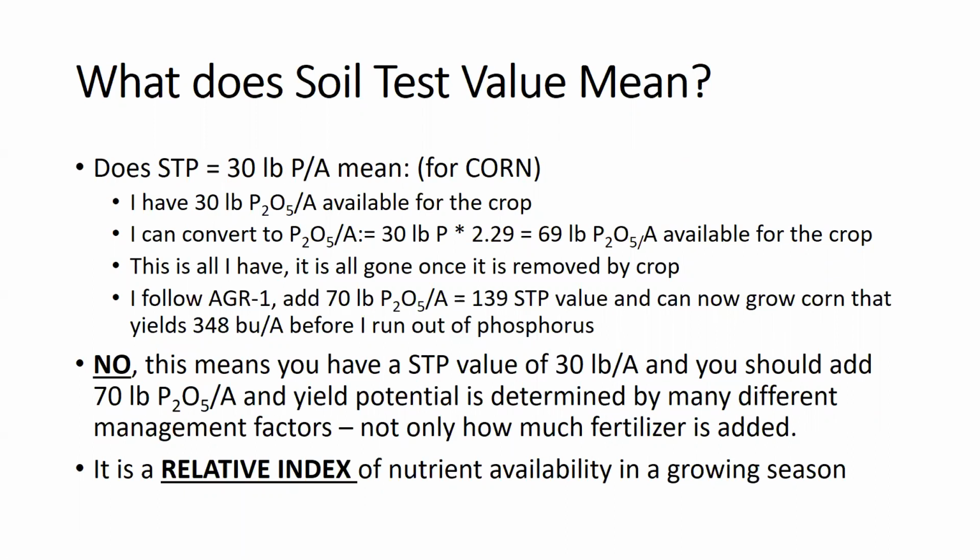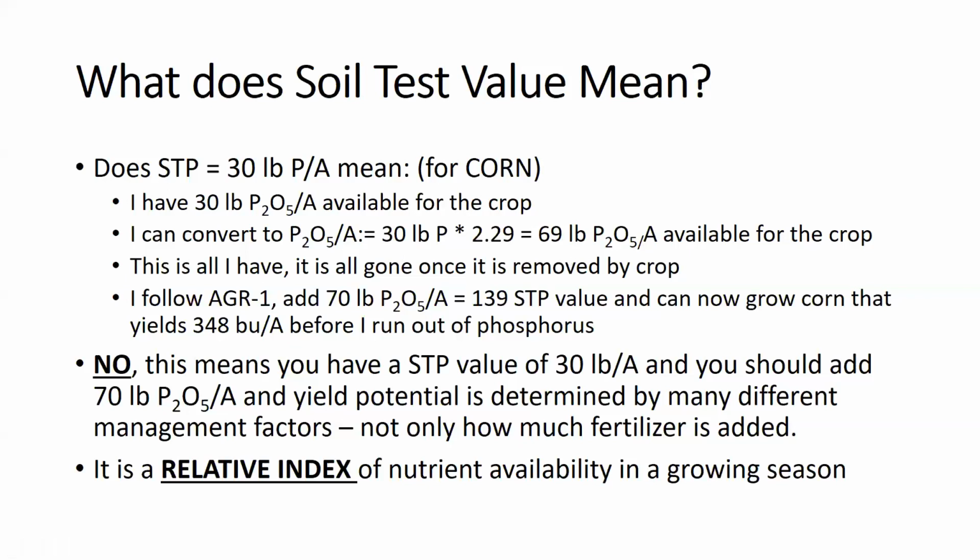So this is a conversation that started a while back, and I think it's a good exercise to go through. If I have to stop here after this, I feel like it was time well spent on this. So what does a soil test P of 30 mean for corn? So 30 pounds soil test P per acre. Does that mean I have 30 pounds of P2O5 that's available to the crop? Or does that mean I can take that 30 pounds and multiply it by 2.29 to convert phosphorus P to P2O5, and now I have 69 pounds of P2O5 available to the crop?